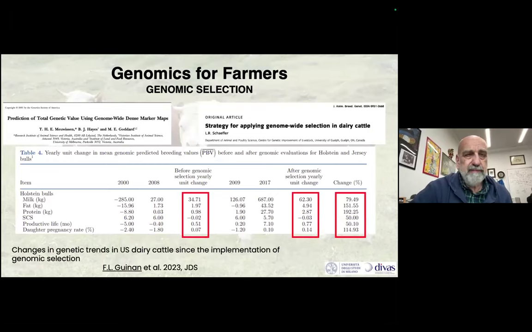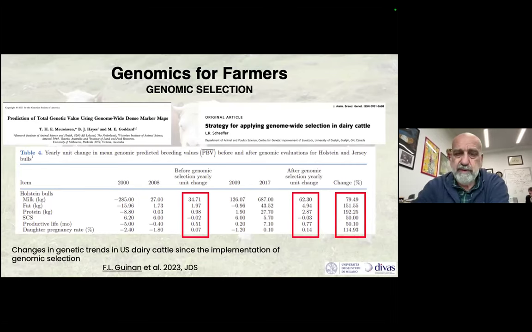This is a paper from Guyane of 2023 that does a retrospective analysis. So it shows how much was the unit change before the genomic selection, and that's the unit change with genomic selection. Genomic selection, the use of genomic information, the possibility to identify which genes have been inherited from father and mother from an animal, is very interesting information, because it improves the efficiency of the genetic progress, of the progress in production in individuals.